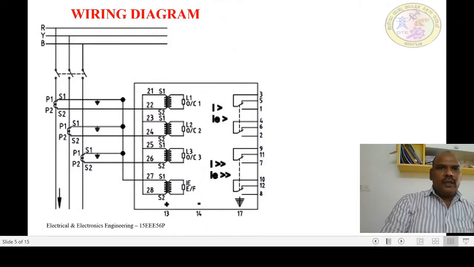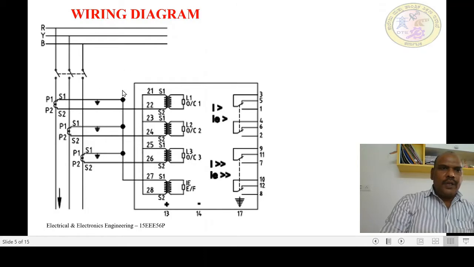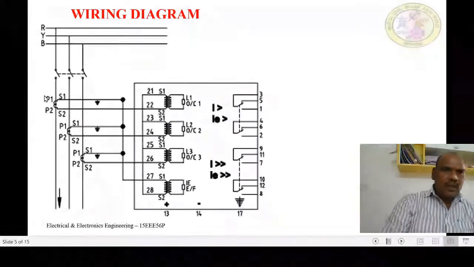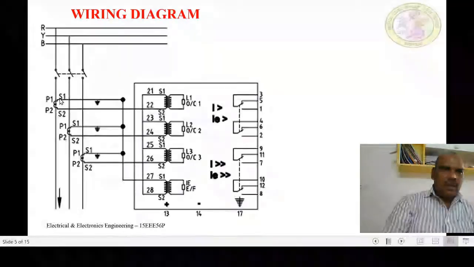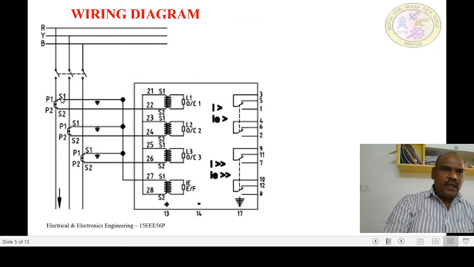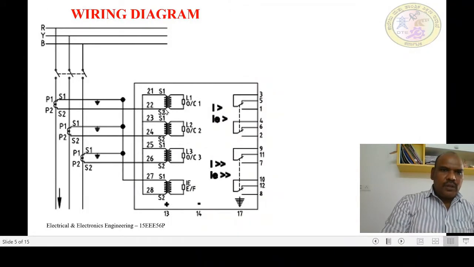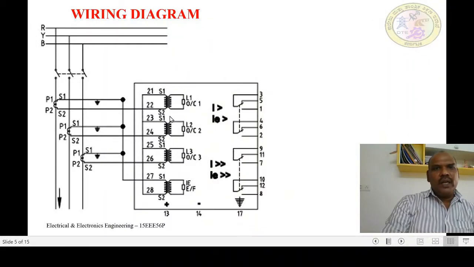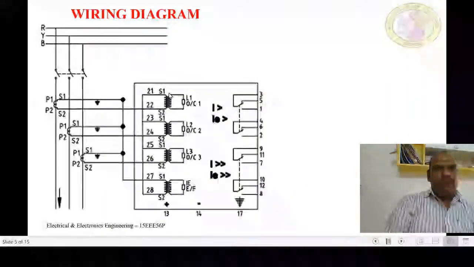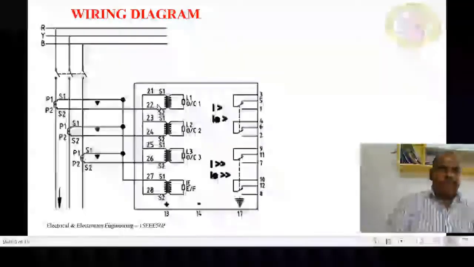Now let us see how this numerical relay is connected in the circuit. So you can see here these are all CTs for all the three phases. R, Y, B, three CTs are there. These CTs are connected to S1, S2 terminals of the numerical relay. So behind the numerical relay, there will be terminals which is marked as S1, S2, S1, S2 like this. These CTs will be connected there.